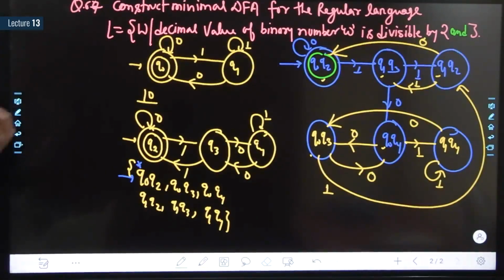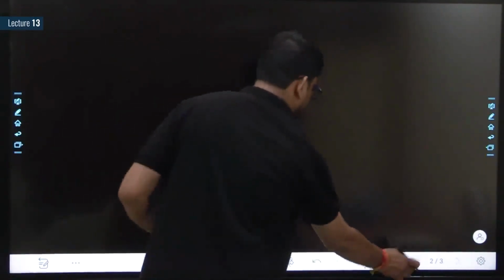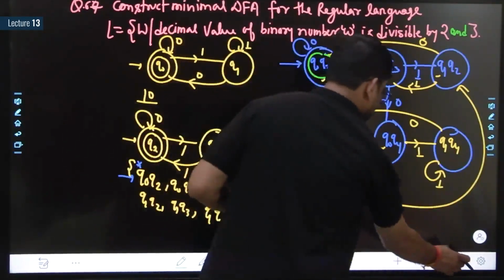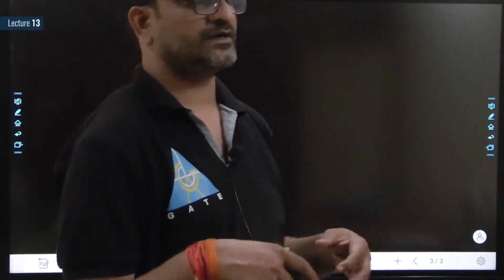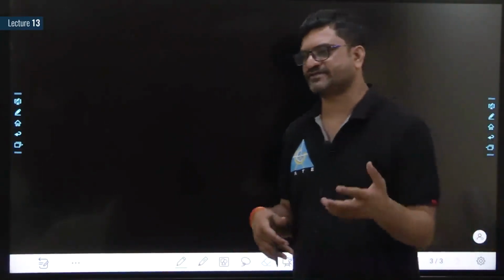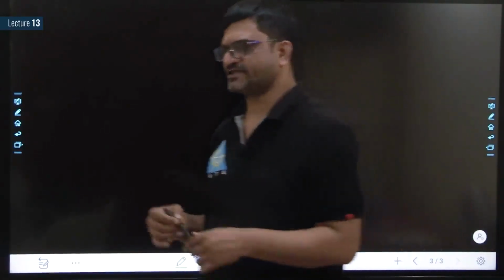See the short trick for this type of questions, please. Suppose we have been given a big question, then what kind of questions are asked in GATE? Only the number of states. Most questions are for the number of states. How can we find out? Question number 68.